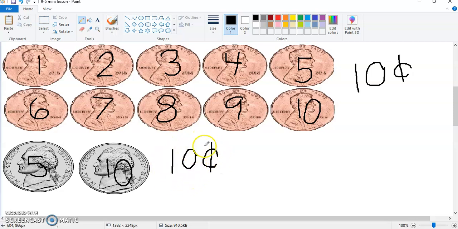Is 10 cents the same as 10 cents? Are those the same? I think so. So we know that this is a fair trade. This is the same. If you had 10 pennies and you gave me 10 pennies and I gave you 2 nickels, we would have the same amount of money because I would have 10 cents in pennies and you would have 10 cents in nickels. All right.